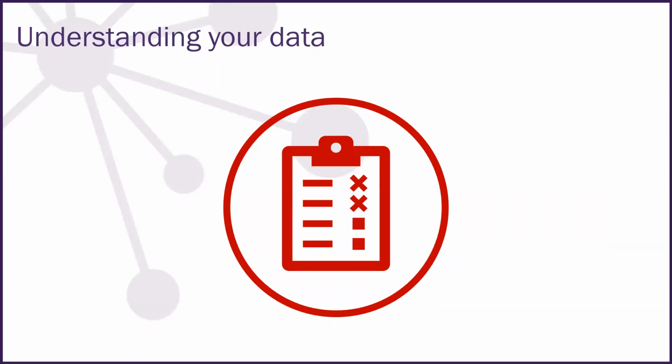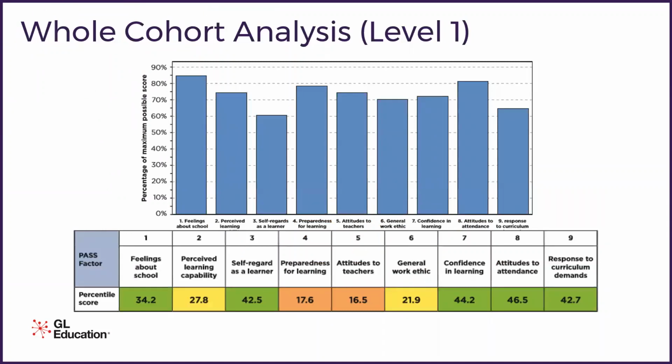In this next section, we will look at the PASS PDF group report. Your PDF PASS report breaks down into 3 levels of analysis. Level 1, which you can see here, is the whole cohort analysis. This level of analysis allows for a clear overview of the school or group as a whole, helping to identify key areas which require further improvements or those areas that can be celebrated.